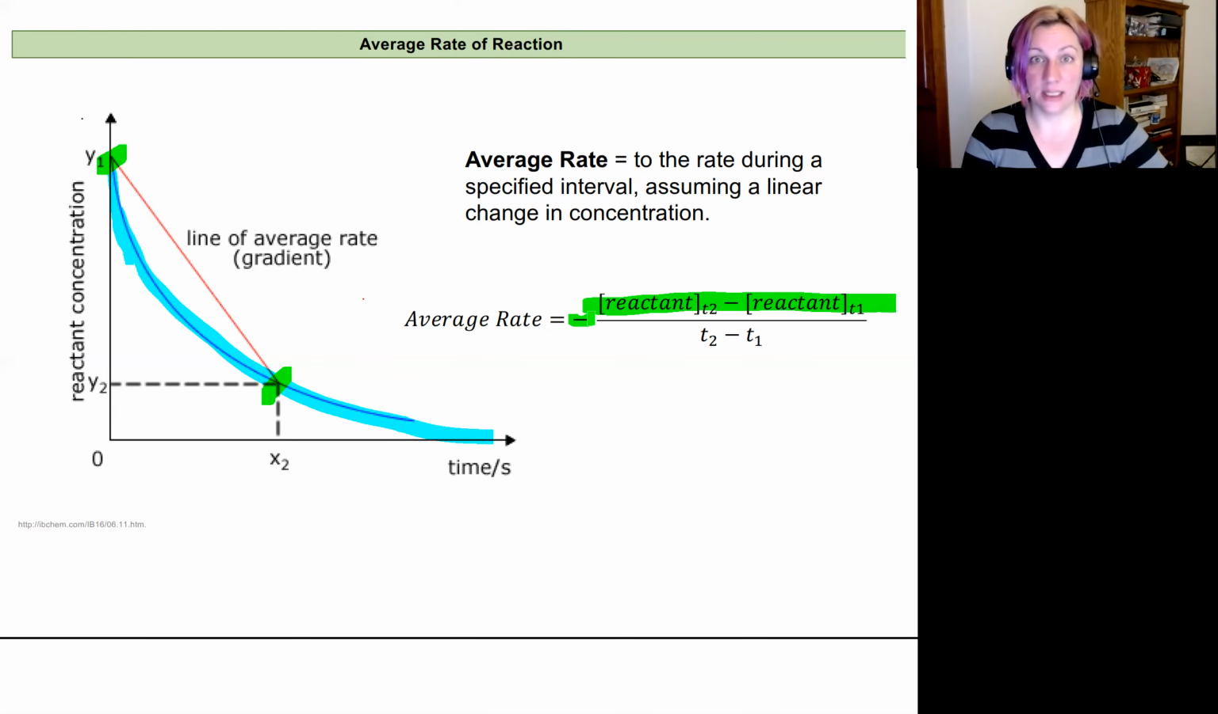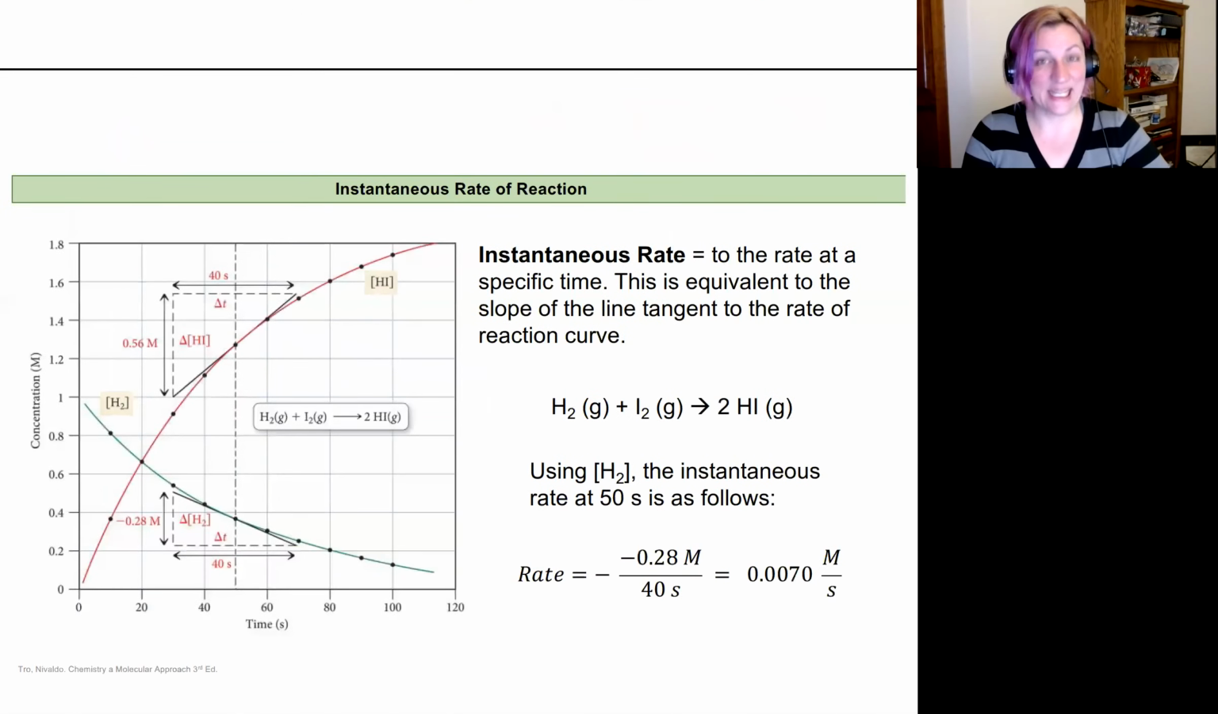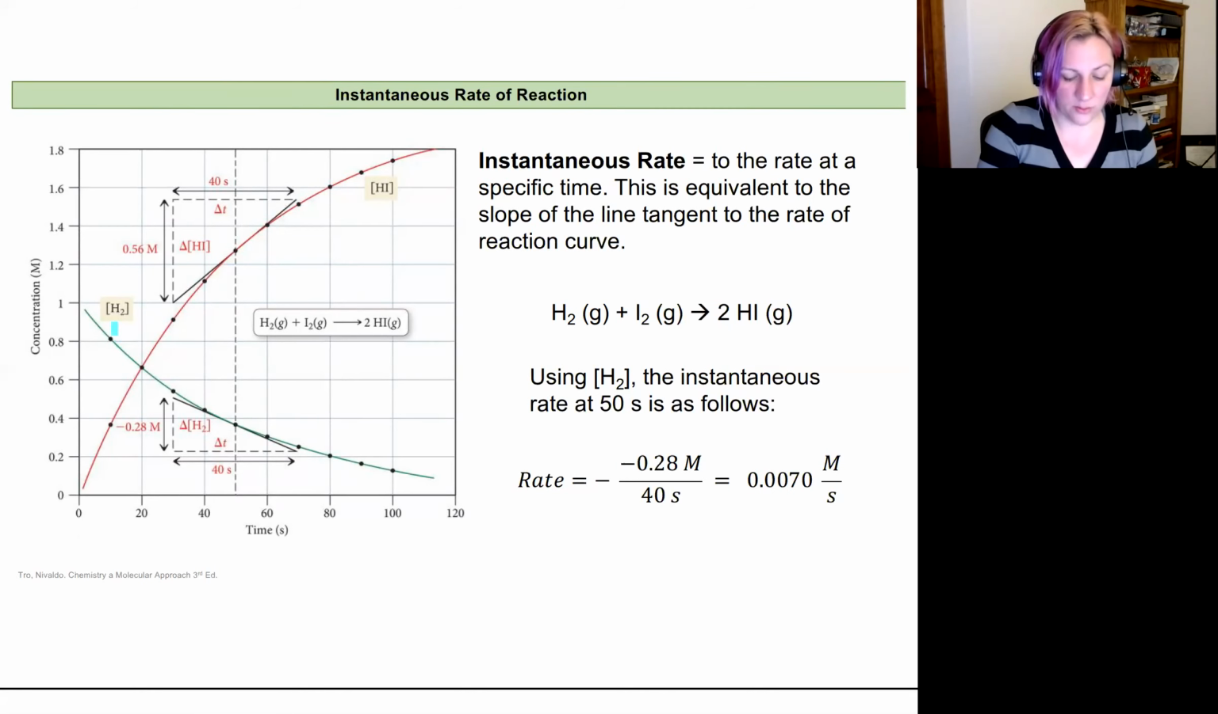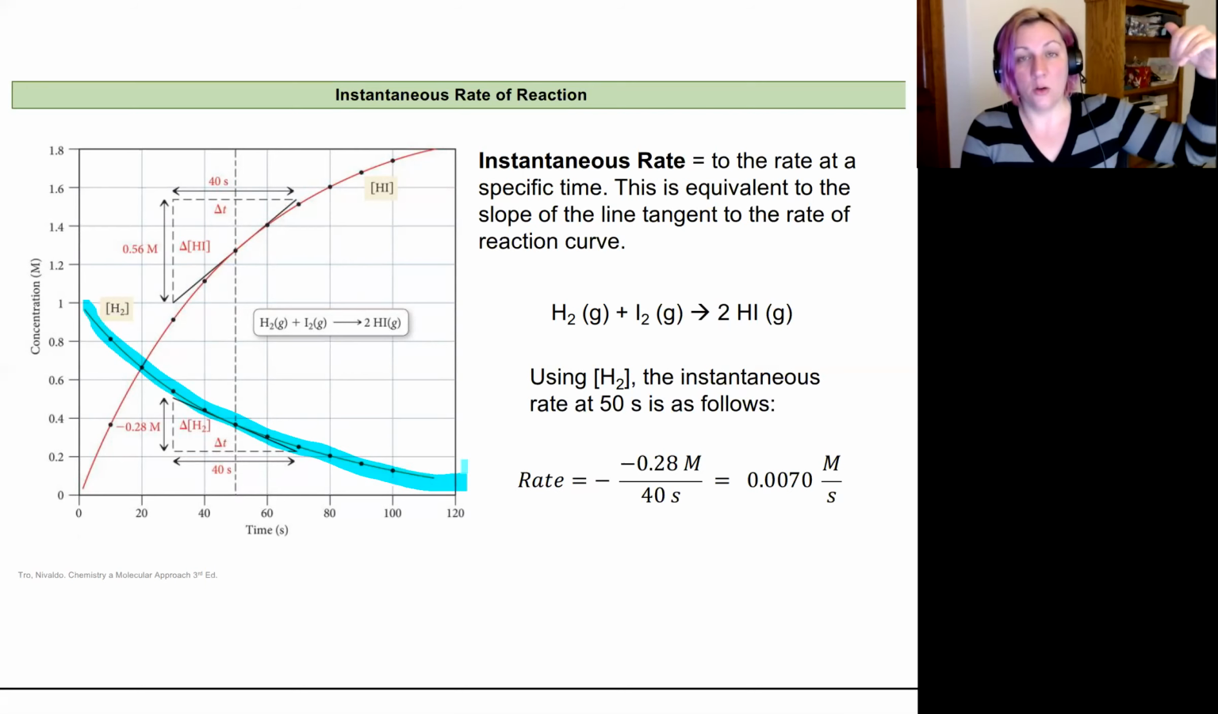And now let's look at the instantaneous rate of a reaction. This is the rate of the reaction at a specific time in the reaction. And it's equivalent to the slope of the line that's tangent to the curve that represents how the rate of the reaction is changing with concentration and time. And so here, when we have our reaction rate change with time, we still have that nice slope where it has a faster rate in the beginning and a slower rate at the end.